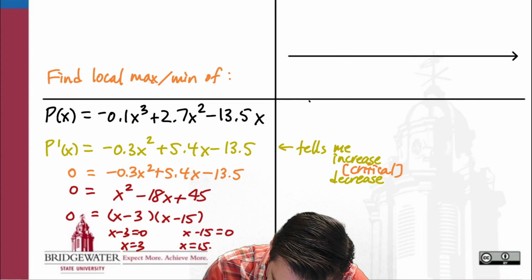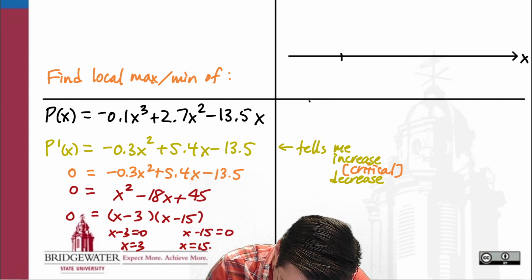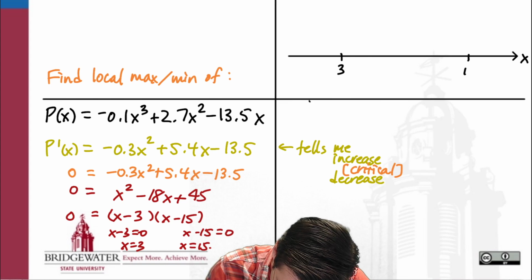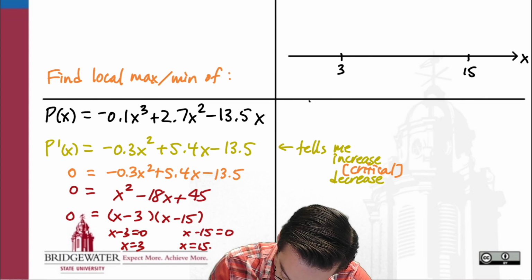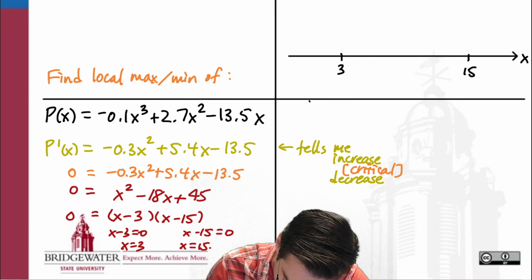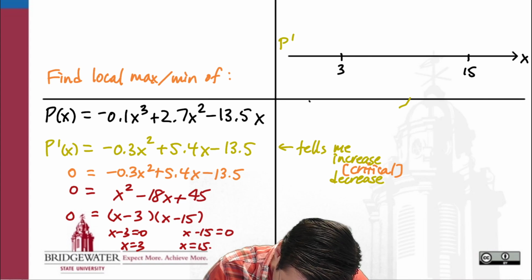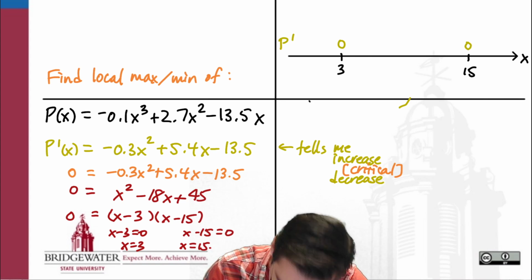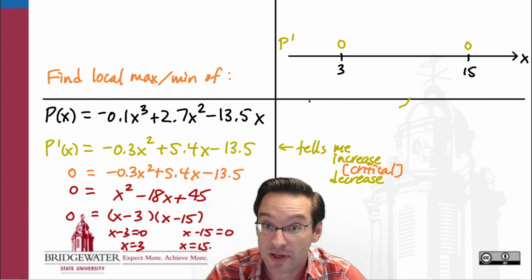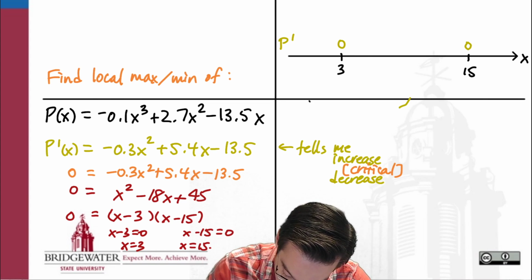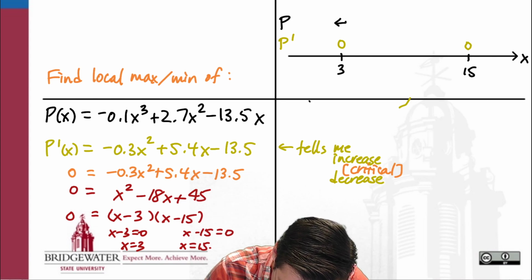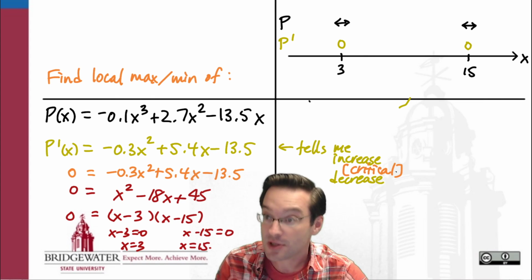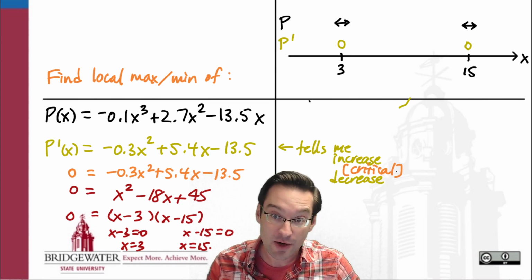I would put on my number line here my two critical points, x equals 3, x equals 15. Right? And I would tell myself, what do I know about my derivative at that point? My p prime is equal to 0 at those 2 points. After all, that's how we discovered 3 and 15 in the first place. That must mean that my function itself, my profit function, p, is neither increasing nor decreasing, so it's sort of flat, it's horizontal. Each of those could be the top of the hill, or it could be the bottom of a valley, or it could be something else.